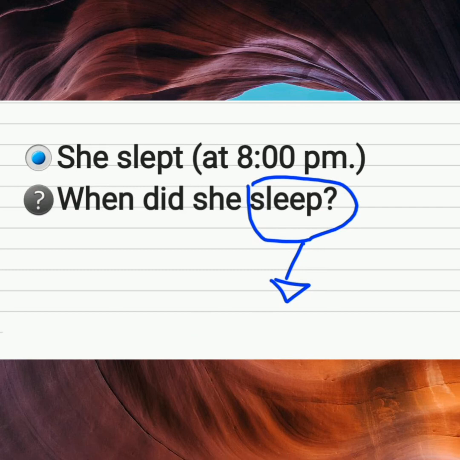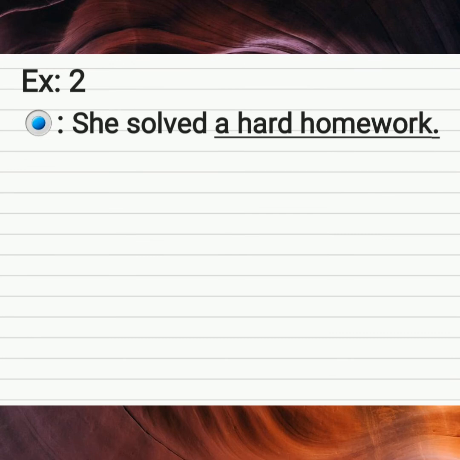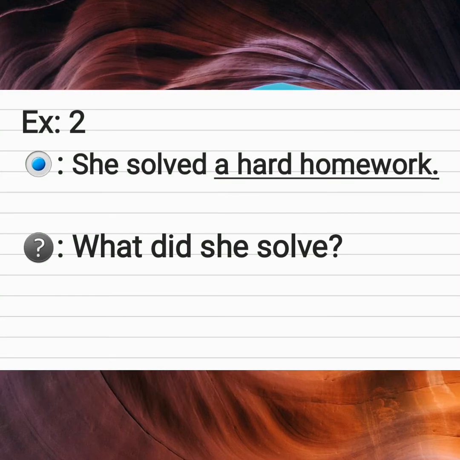And now let's take another example. She solved a hard homework. A hard homework is a thing. So first you should use what. What is to ask about things. The second step is to use did. What did? And the third step is to put the subject and the base form verb. So the question will be, what did she solve?